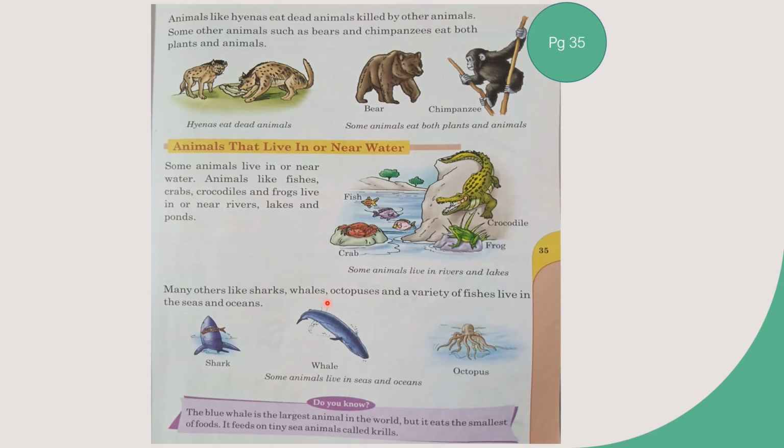Many others like sharks, whales, octopuses, and a variety of fishes live in the seas and oceans. And then there are bigger water animals, for example, the shark, whale, octopus, they all live inside the seas or the oceans. And oceans and seas are very large water bodies.